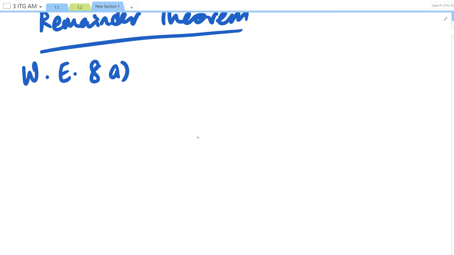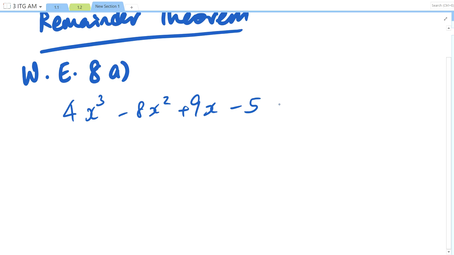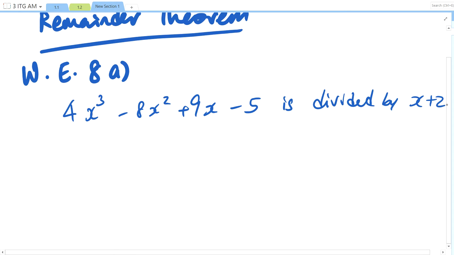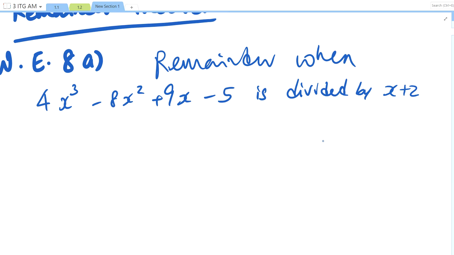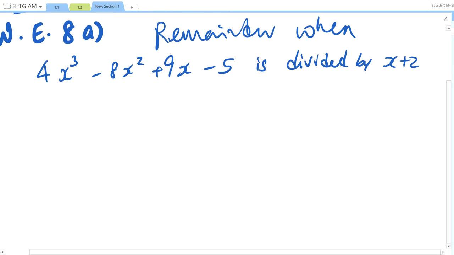Okay, now find the remainder when 4x cubed minus 8x squared plus 9x minus 5 is divided by x plus 2. Okay, ignore the working shown in the textbook. I want you to find the remainder when this is divided by x plus 2. Can you do that? How long do you need? Okay, so class, can I have a show of hands who got negative 87? Look around. Those who didn't get it, find these people for help, okay? I will not show you the long division. Answer, negative 87.